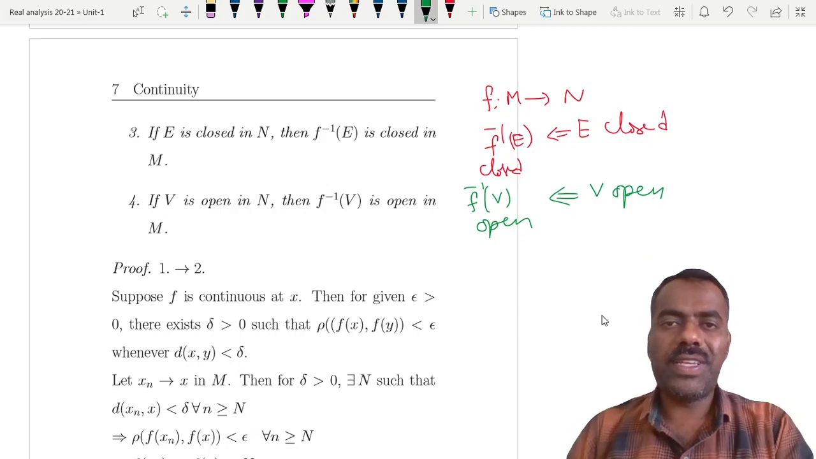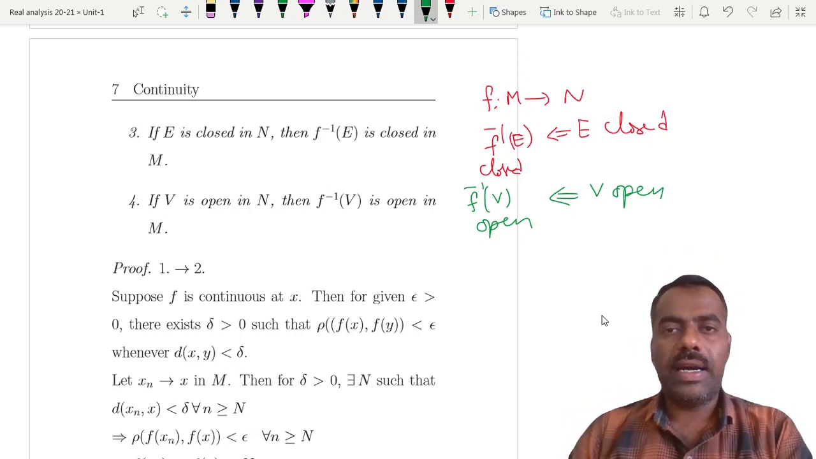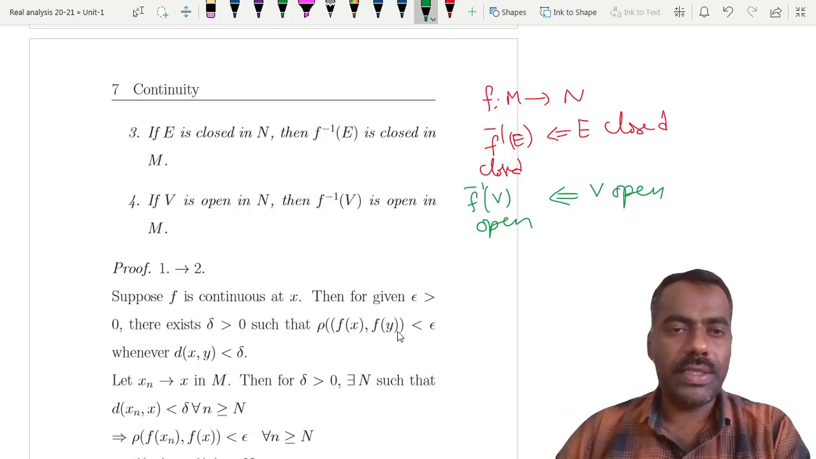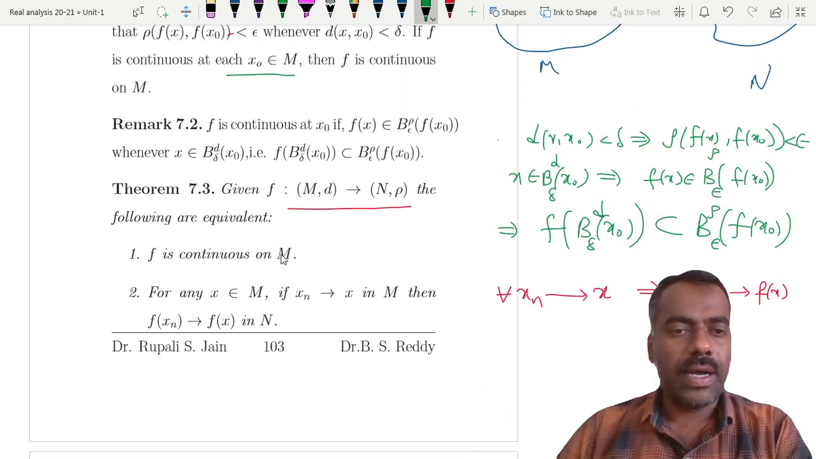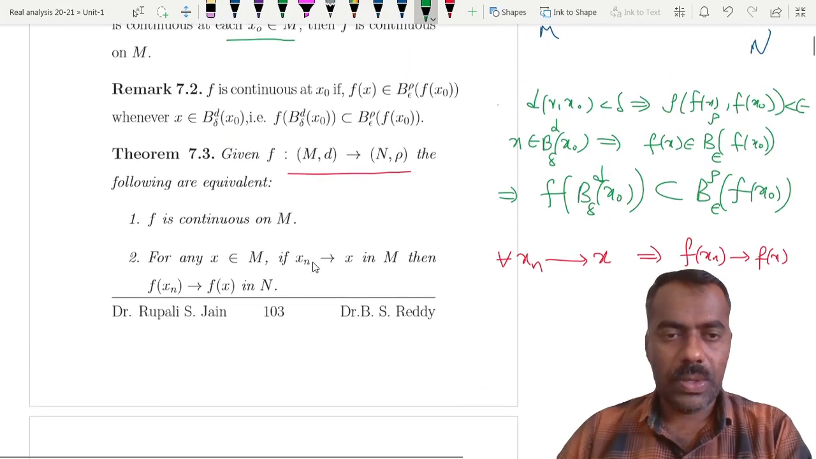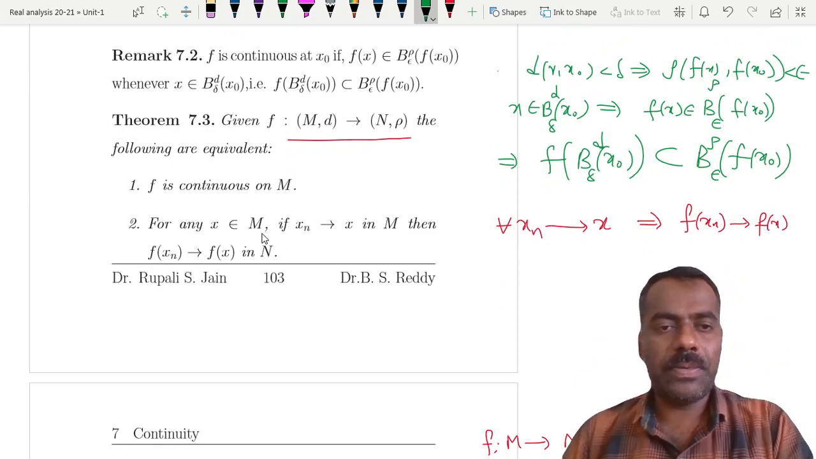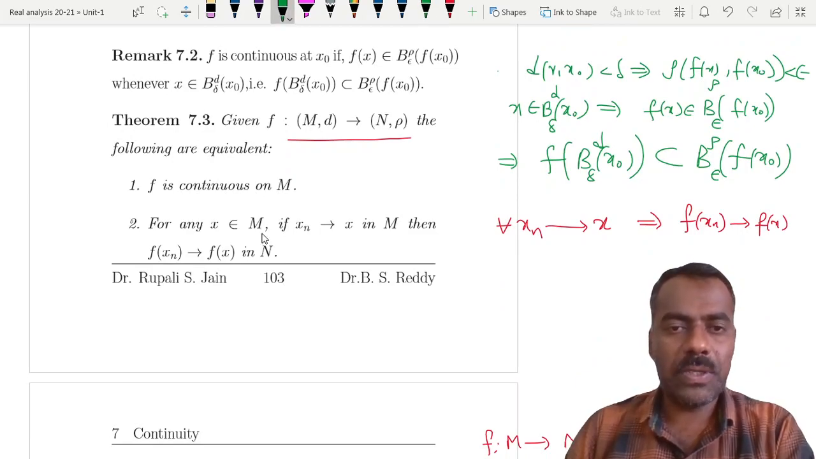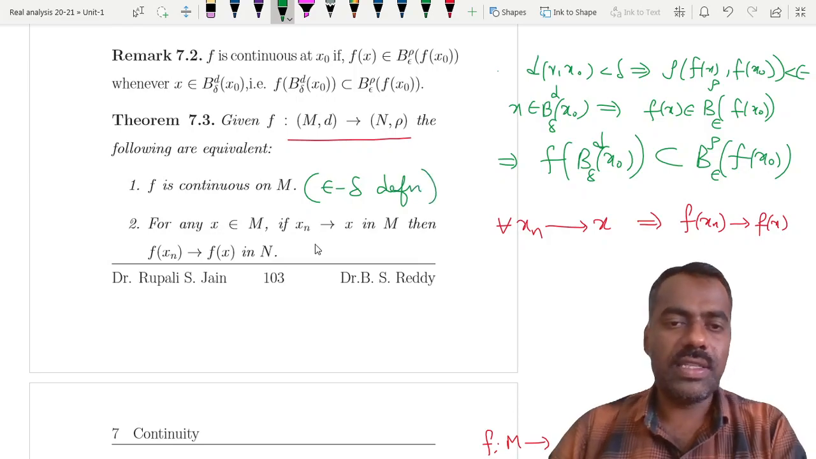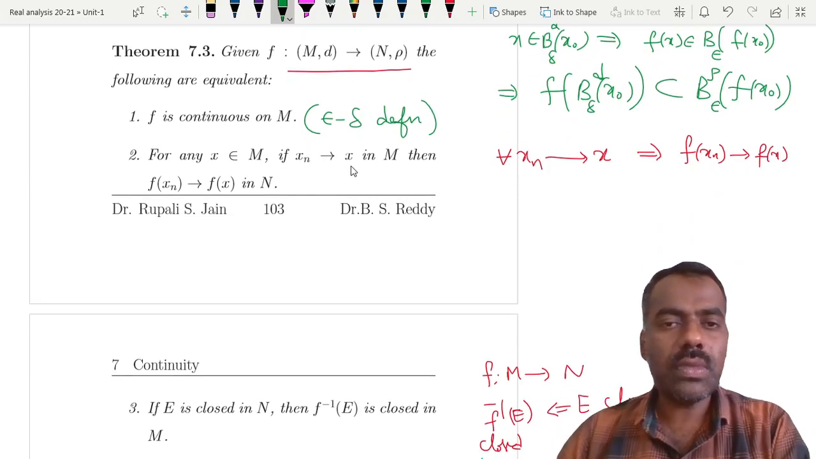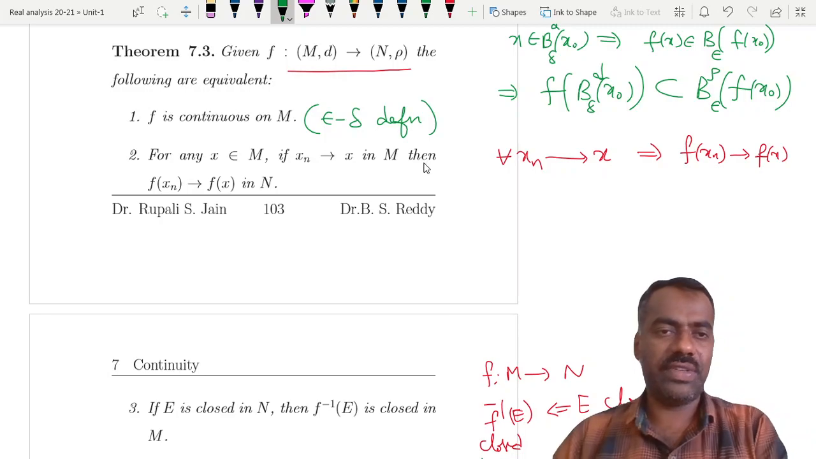Okay, proofs are not so difficult. We can quickly go through it. It is not at all a difficult one. I will try to explain the overview. Suppose this f is continuous by the epsilon delta definition. This is in terms of convergence. So assume the epsilon delta definition of continuity.